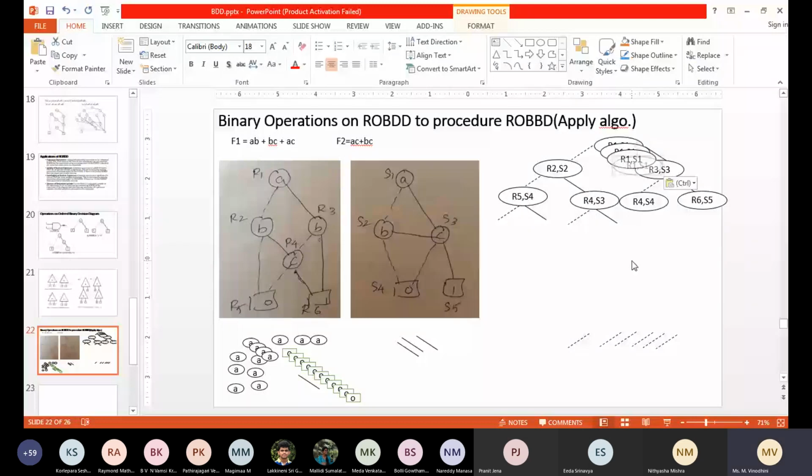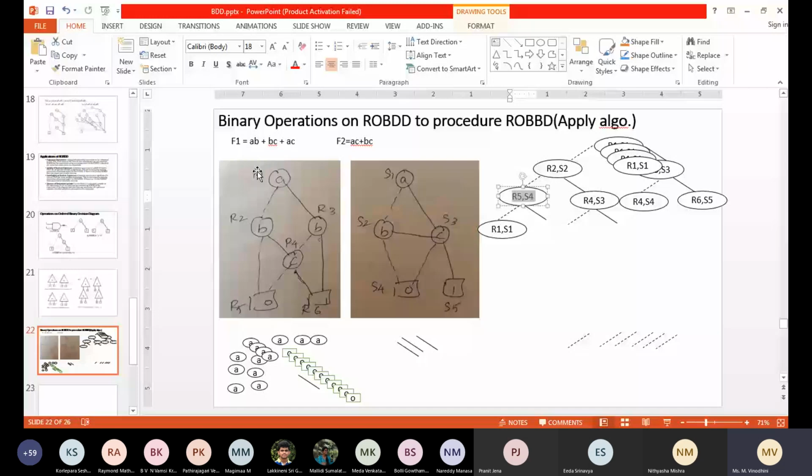Now, R5, when it is 0, where is it going? One more thing. Here, R5 and S4. Is this the last node? Is it the lowest node? R5 is the lowest node, a leaf node. S4 is the leaf node. So further divisions will not come here. This is not required.